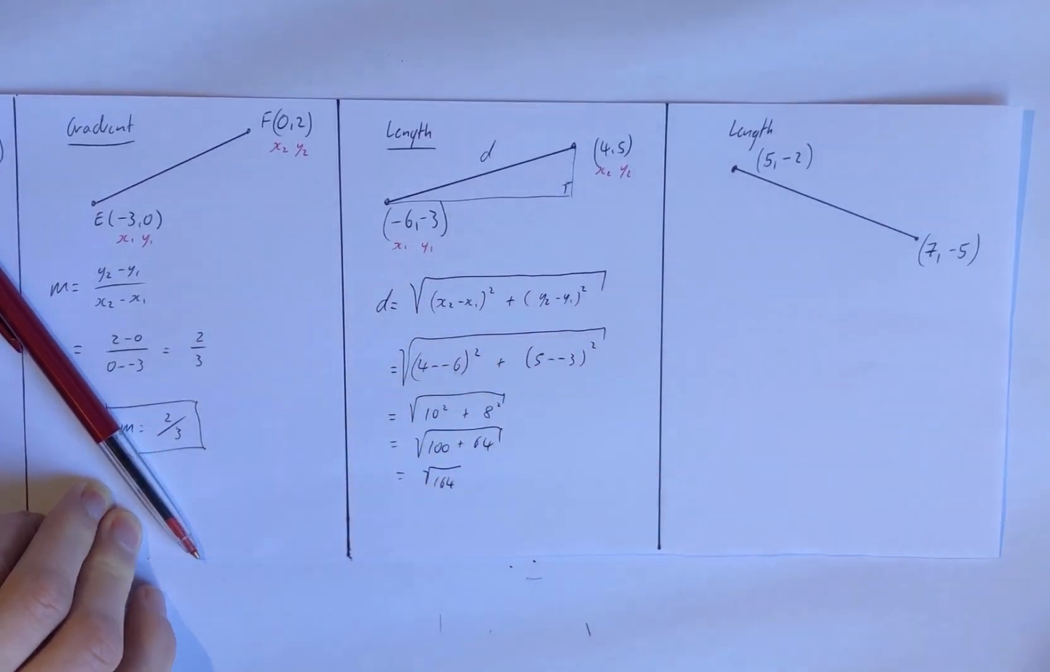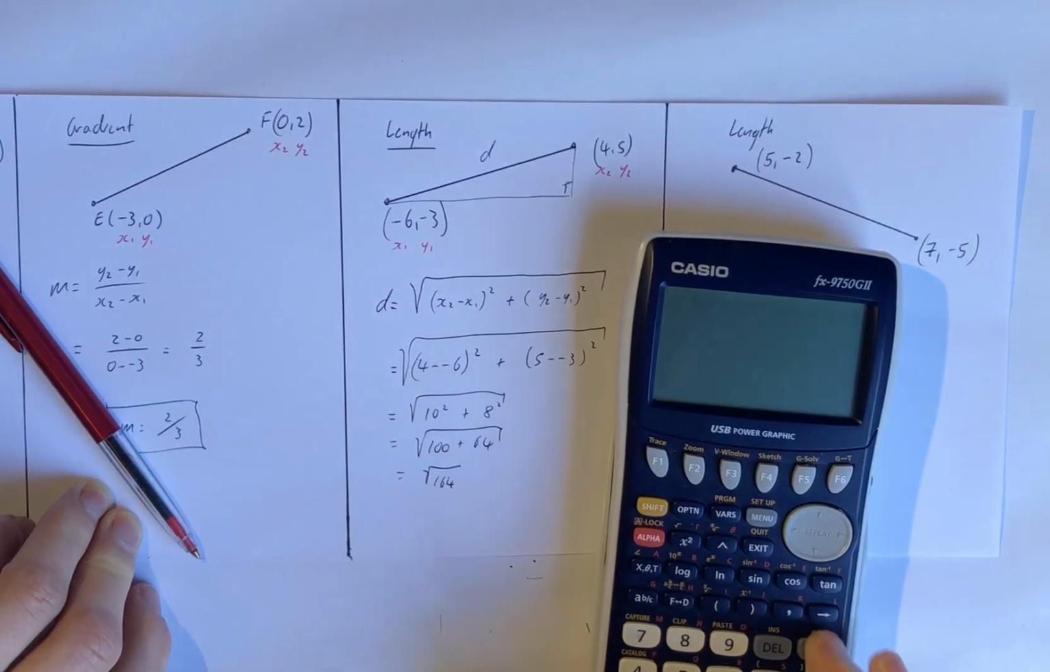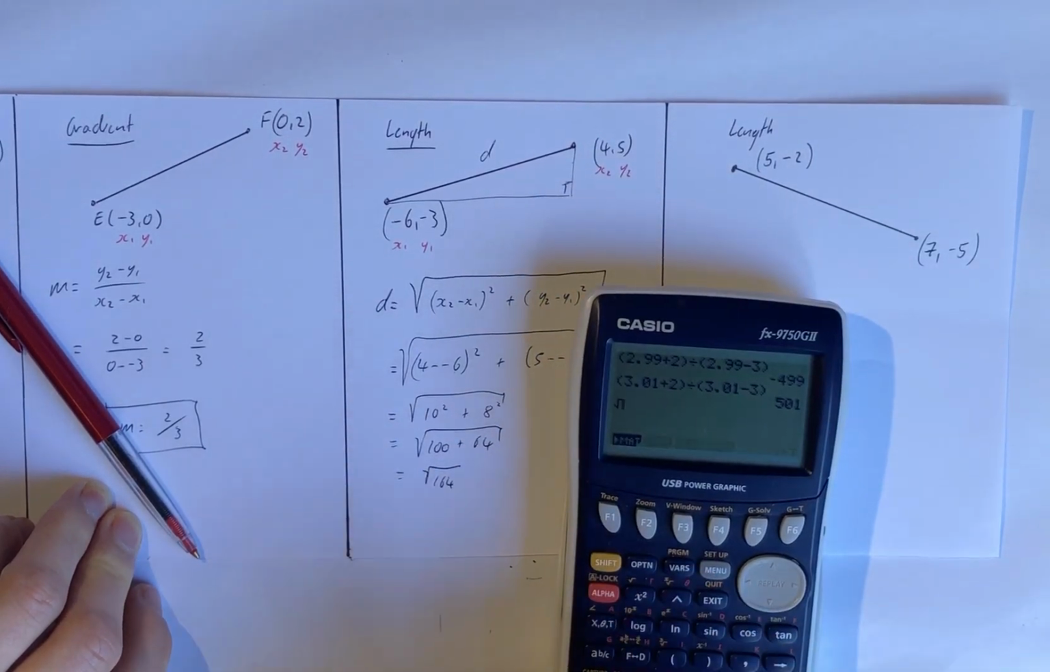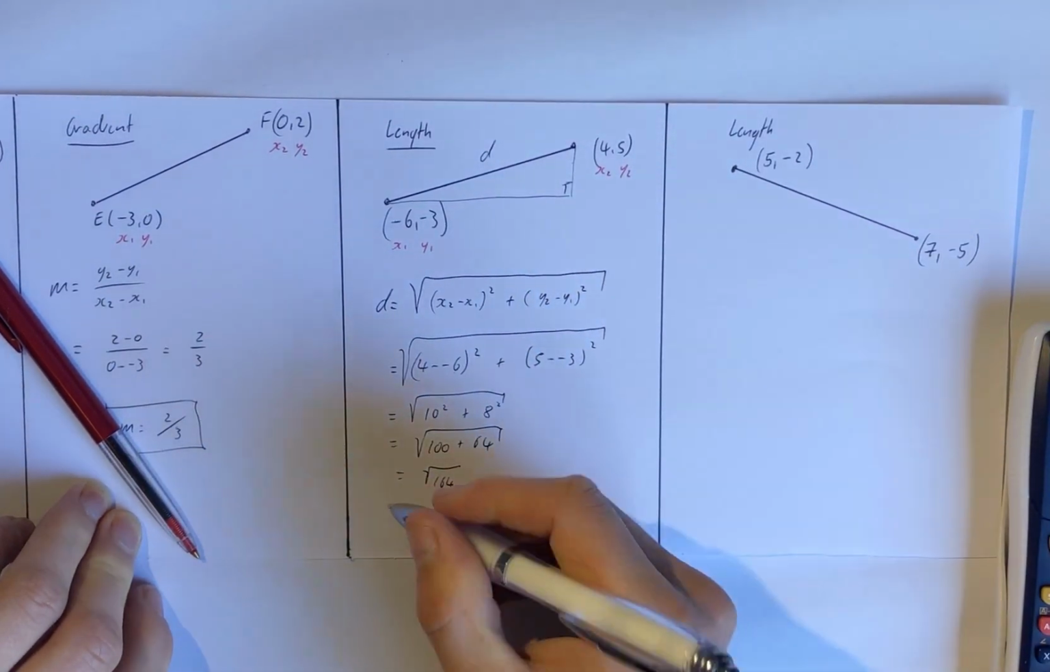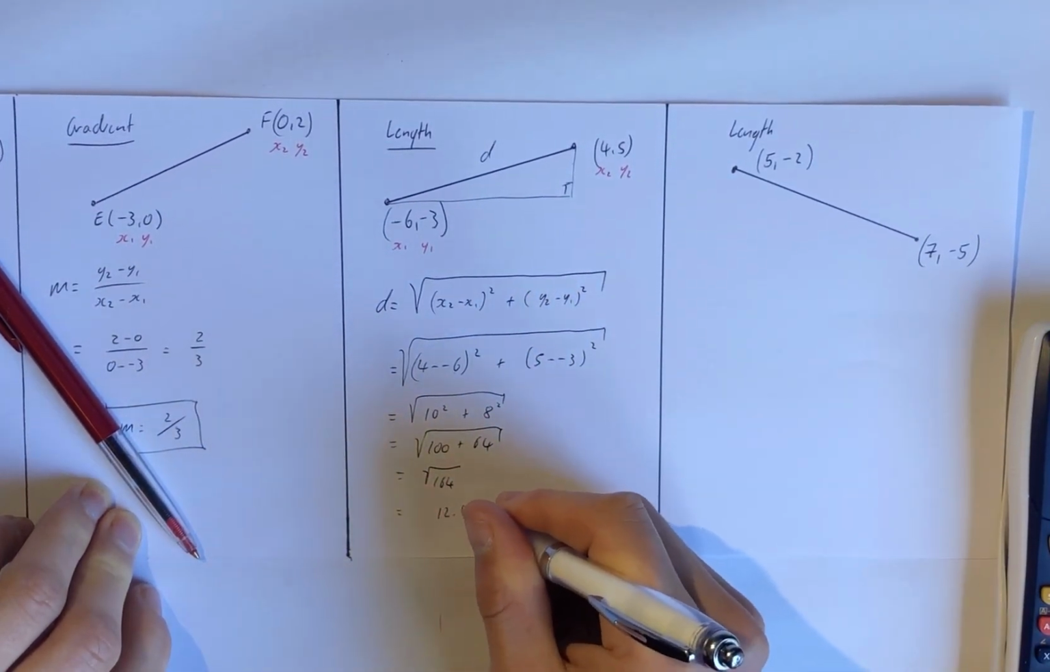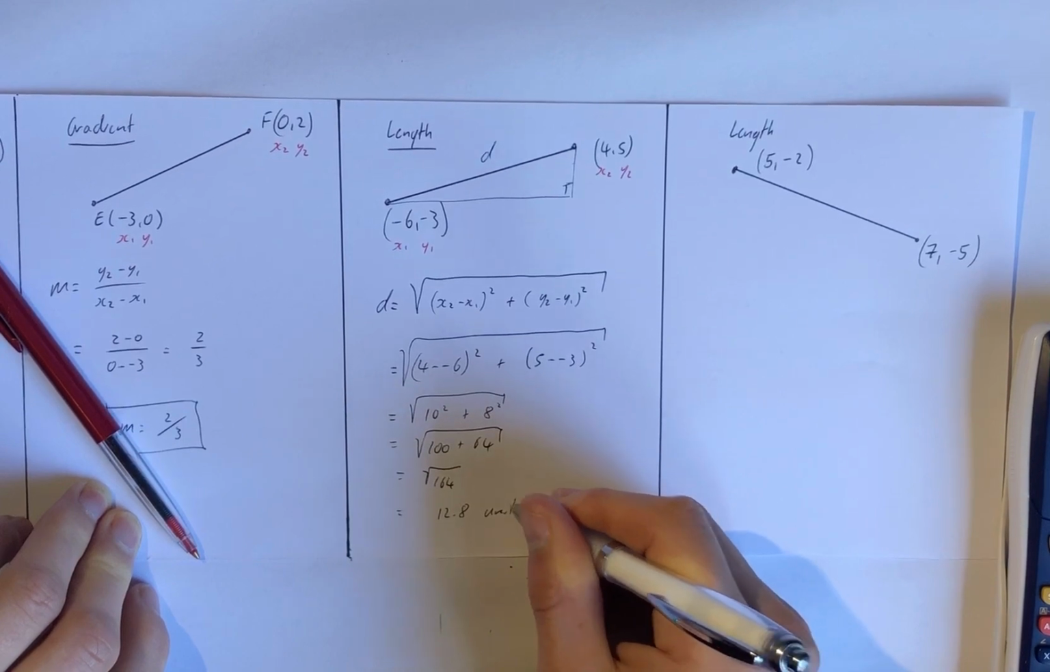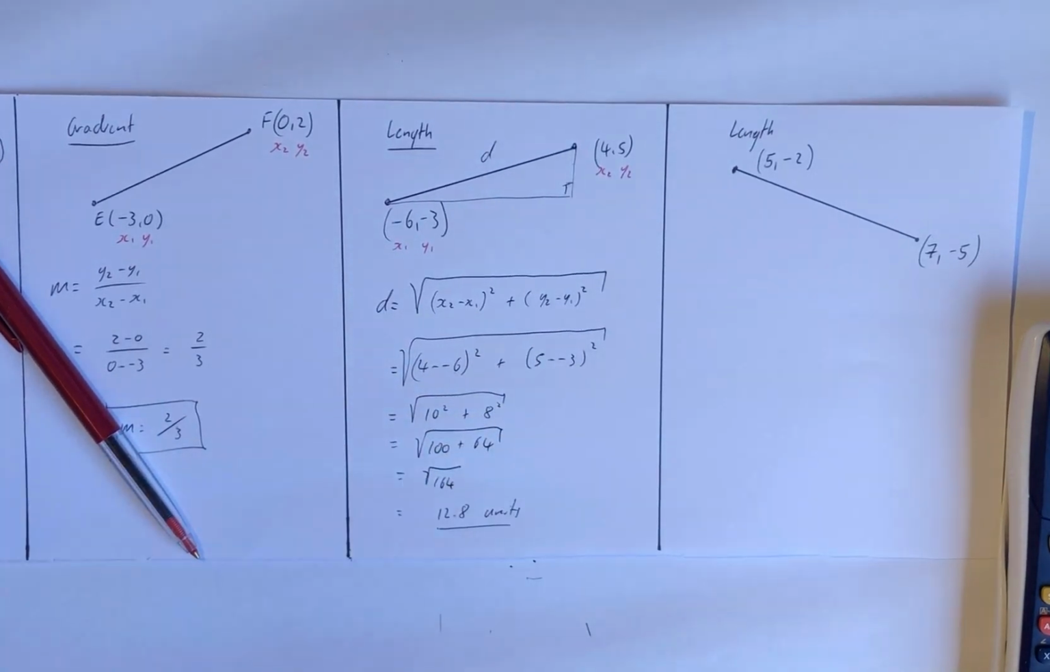You could probably skip a couple of these steps, right? But I just want to make it really obvious what I'm doing. So we're going to go the square root of 164, 12.8. 12.8 units. Not sure what they are. It's just an arbitrary problem.